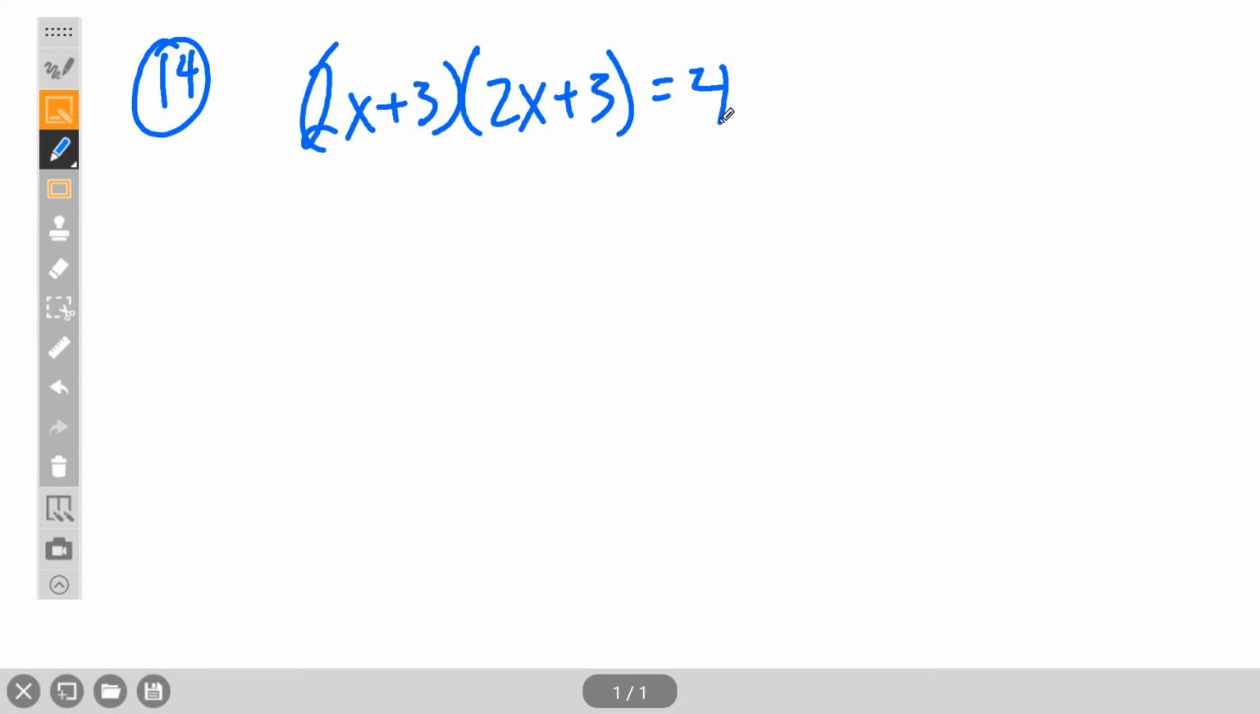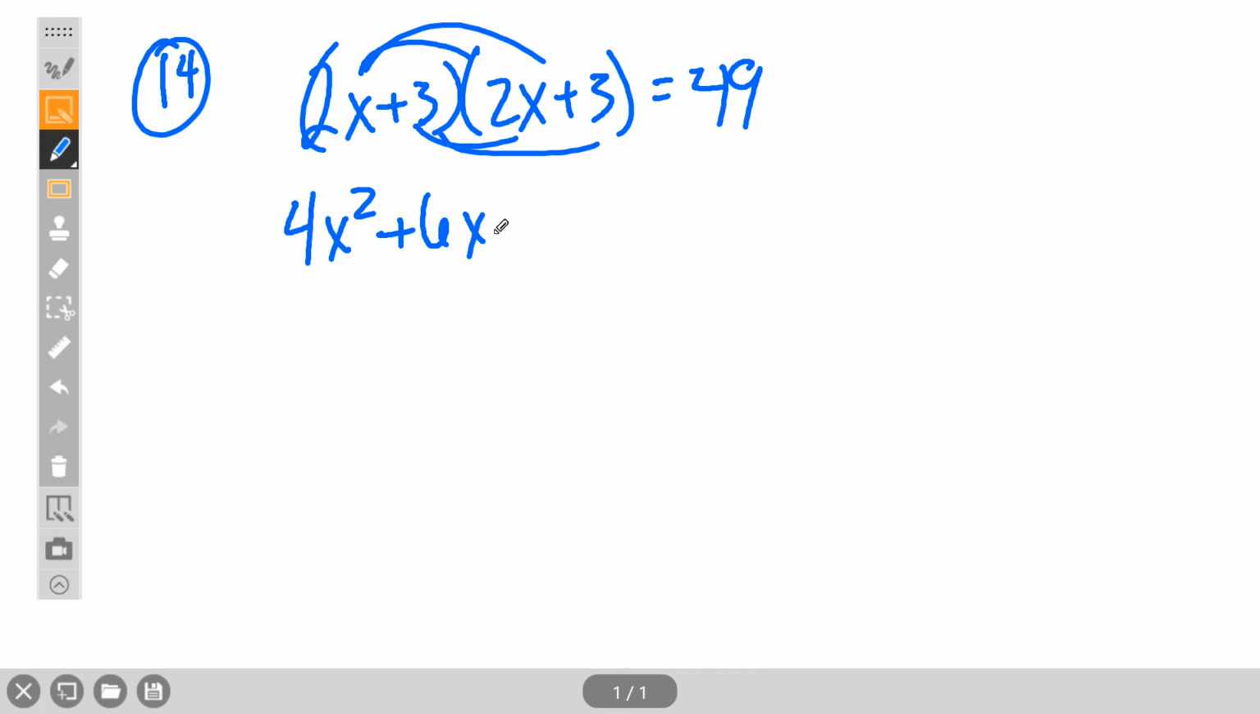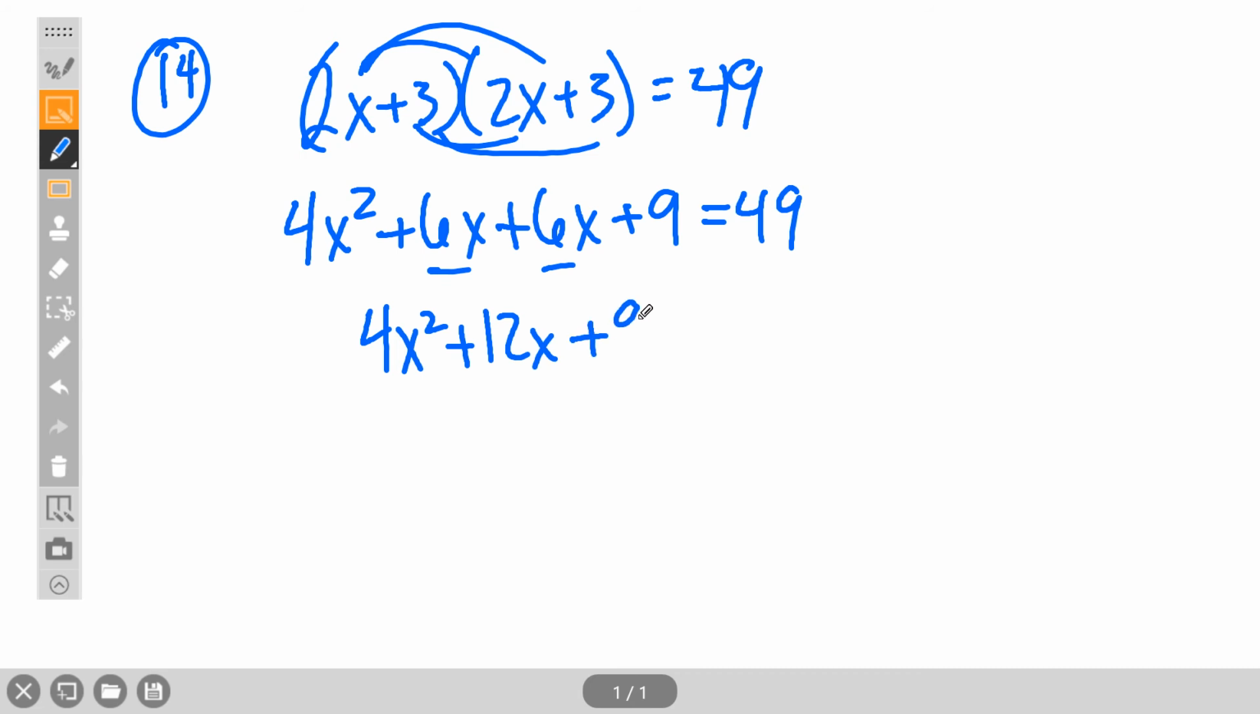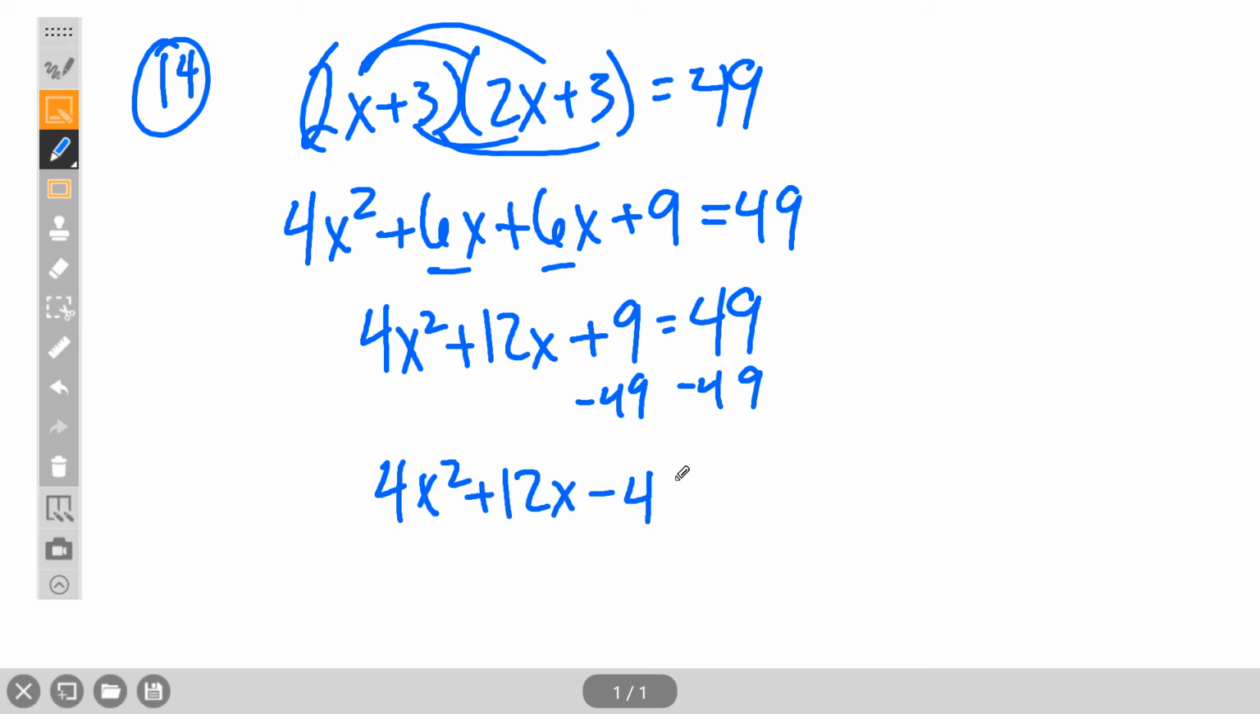Number 14, the area of the square is 49 square feet, and it is a square, so both sides would be the same. So both sides are 2x plus 3. So I have 2x plus 3 times 2x plus 3 is equal to 49. All right, so I would put this into standard form. So I got 4x squared plus 6x plus 6x plus 9 equals 49. Combine like terms. 4x squared plus 12x plus 9 equals 49. Set this equal to 0, so subtract 49. 4x squared plus 12x minus 40 is equal to 0, and then solve this by factoring.